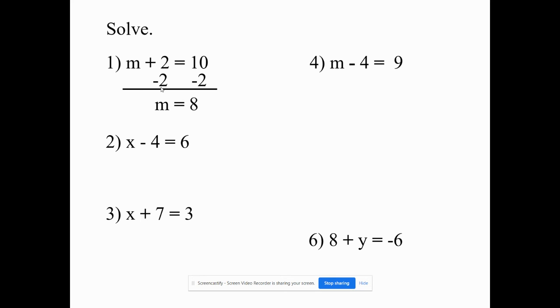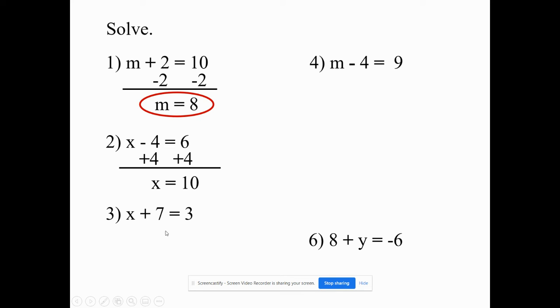Right, let's look at another one. X take 4 equals 6. So now we've got the take 4, which we want to get rid of. So what's the opposite of take 4? Plus 4. And then remember, we've got to add plus 4 onto the 6. So we go there. So now we've got the x on its own, and x is equal to 10.